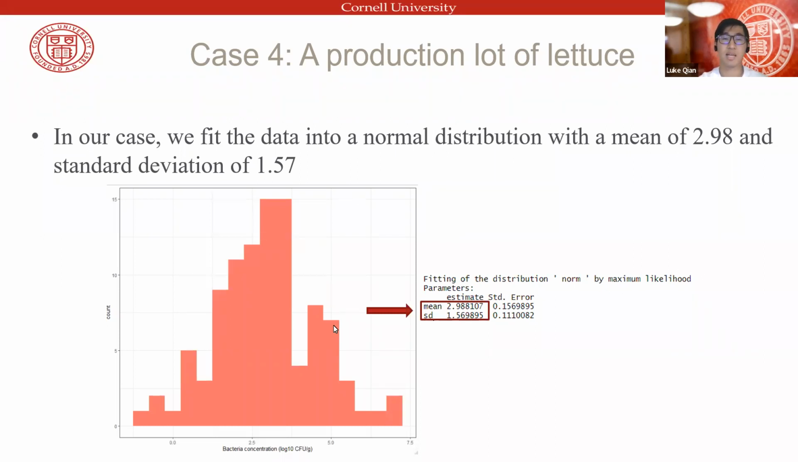Here is a box plot, and we can simply use a function in R that can help us fit our data into a normal distribution with a mean of 2.98 and a standard deviation of 1.57. So with these two values, we can describe the whole distribution, which is the microbial concentration of 100,000 bags of lettuce.